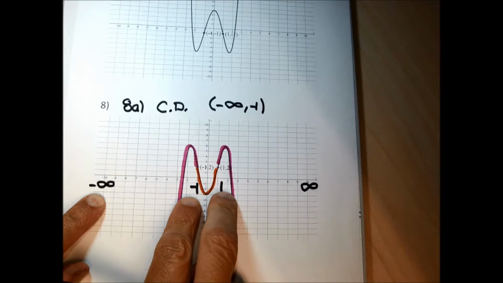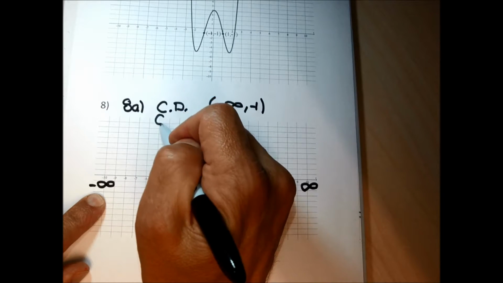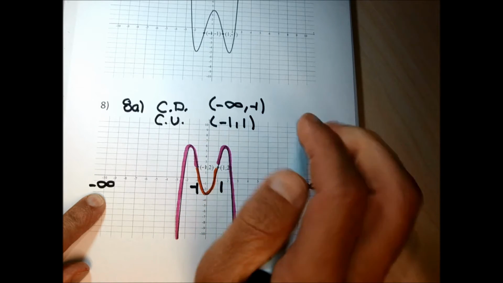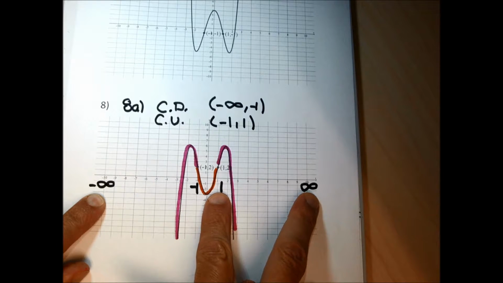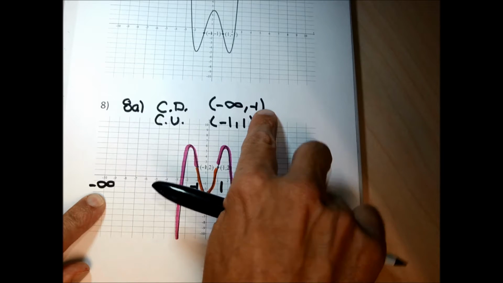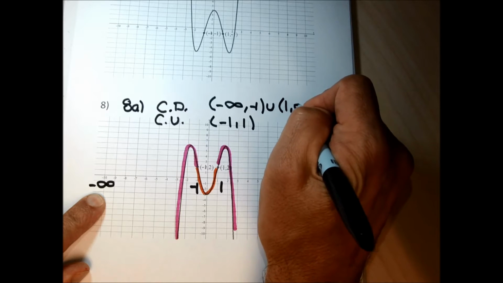In the middle interval that I drew in orange, the graph was concave up, and I'm going to take those values of x and say the graph is concave up in the interval from negative 1 to 1. And then in the last interval that I drew, that's going to be the interval from 1 to infinity. It's concave down again. So I'm going to just put that after the other concave down interval with a union symbol between. And that was the interval from 1 to infinity.